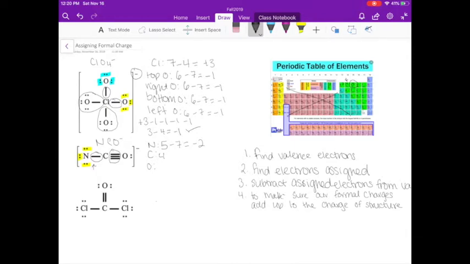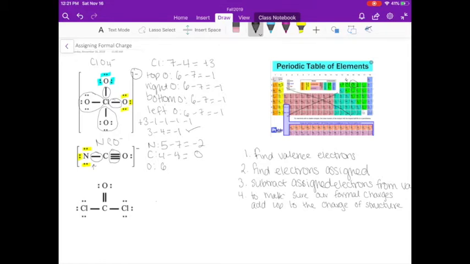That gives carbon a total of 8 electrons from each of the bonds, but like I mentioned before, it shares those bonds, so we're only going to assign half of the electrons to it, and that's going to give us a total of 4. So we're going to subtract that 4 from 4 and see that carbon's formal charge is 0 in the structure. Finally, let's look at oxygen.